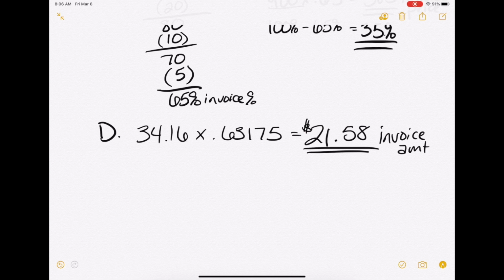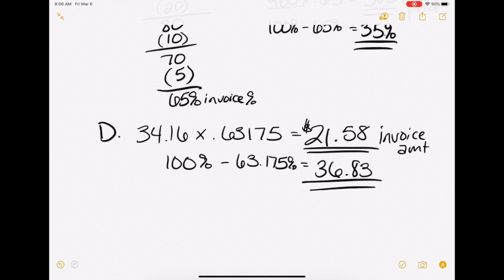So if we want to know what our single discount equivalent is, we can just take 100% minus that 63.175%. And our discount equivalent would be 36.83% rounded. So that's our equivalent. Okay.